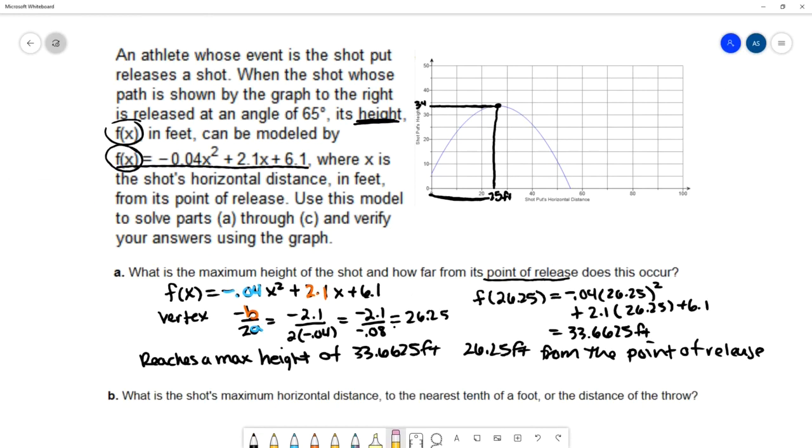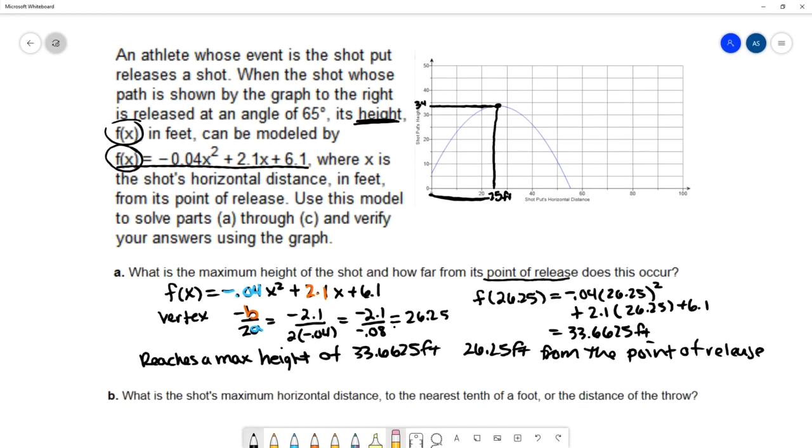Okay, so I went and got part B. What is the shot's maximum horizontal distance to the nearest tenth of a foot, or the distance of the throw? Using our picture, you can see over here that the shot would end right here, looks like in between 50 and 60. If we're going to estimate, it looks to be about 55. But we want to find that exactly and not guess from this picture, so we're going to solve it algebraically.